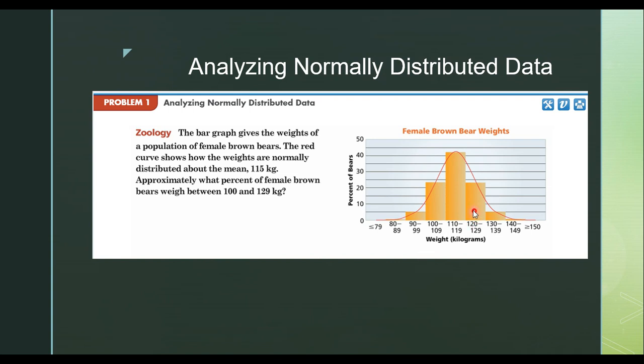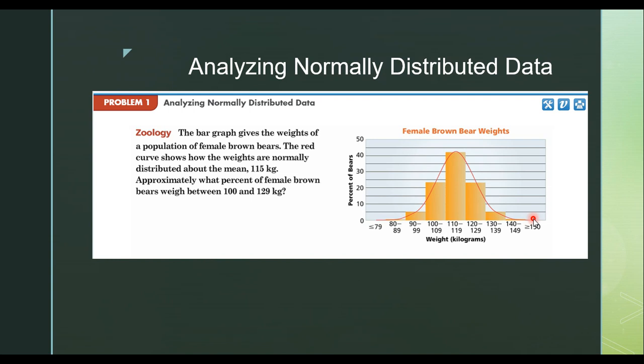So notice that we have this bar graph, right? Just like I was talking about, that's a distribution, and we can approximate it by this normal curve. I can see based on the bar graph and how it is set up that this is the curve that best fits this distribution right here. So I'm going to use that to my advantage. I'm going to use the fact that it is a normal distribution, which means it has symmetry, right? But it wants me to know what percent of female brown bears weigh between 100 and 129 kilograms.